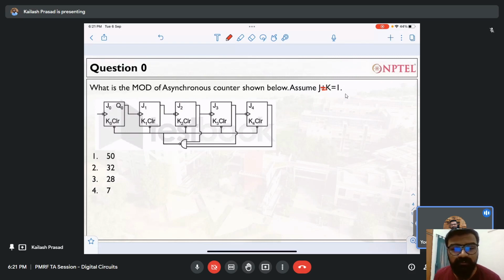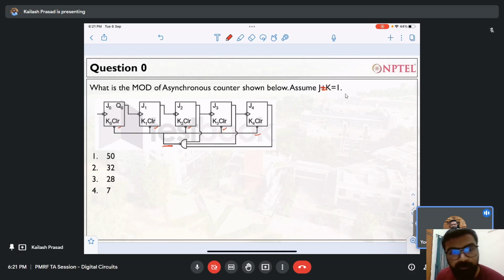Anybody wants to answer? Mode means after what number the pattern will start repeating. That is what we call mode. You can see over here that the clear of each of these signals has been connected with one logic. So this is the clear signal. Mode means when it will start again from 00000.